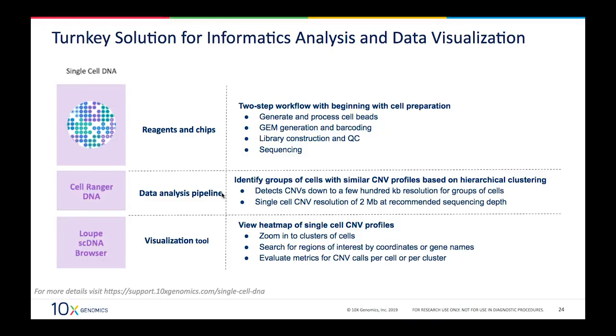So I'm going to touch upon quickly the tools that 10x provides for your analysis and visualization. We have gone already over how the reagents and chips allow you to generate your cell beads, your GEMs, and to construct your libraries. Then 10x provides you with an analysis pipeline that will allow you to detect CNVs down to a few hundred kb for groups of cells and down to 2 megabases for a single cell, again, if you are at the recommended sequencing depth of 750.